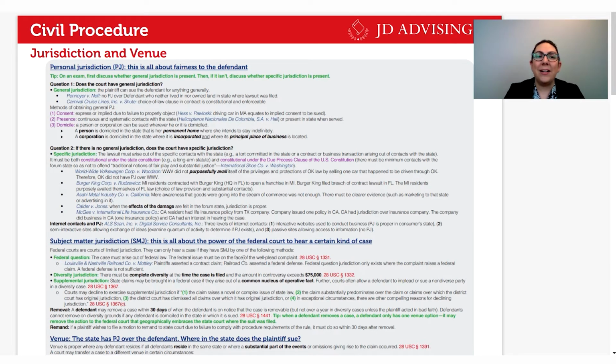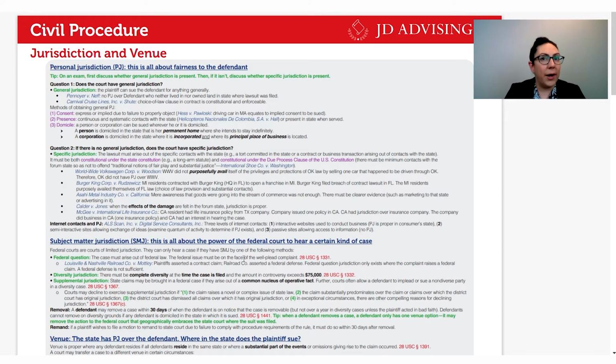Some of those cases are listed here for you. For instance, the first one is Worldwide Volkswagen versus Woodson. So in this case, what happened was a couple had bought a car in New York, and they were going to be driving that car across the country, and the car broke down in Oklahoma, and they wanted to sue the dealership, saying that the dealership sold them a faulty car.